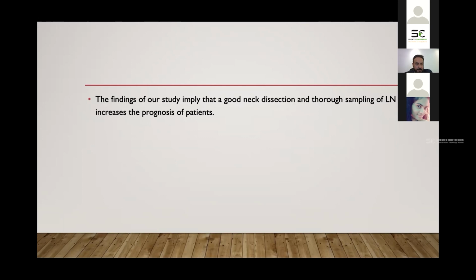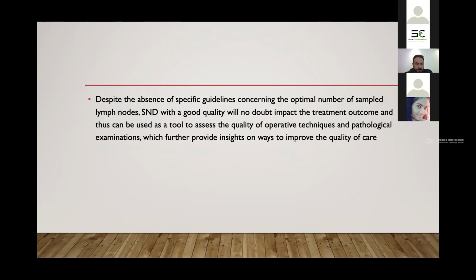The findings of our study imply that good neck dissection and thorough sampling of lymph nodes improves the prognosis of patients. Despite the absence of specific guidelines concerning the optimal number of sampled lymph nodes, a good quality selective neck dissection will no doubt impact treatment outcome, and thus can be used as a tool to assess the quality of operative techniques and pathological examination, which further provides insights on ways to improve the quality of care.